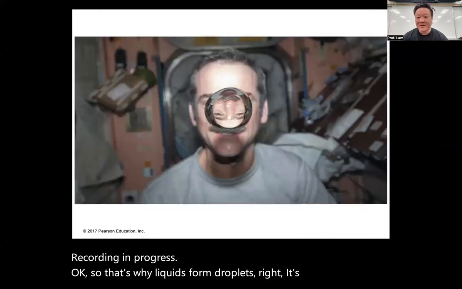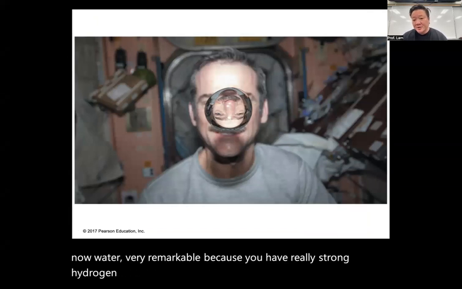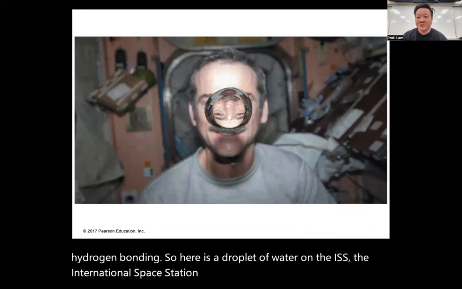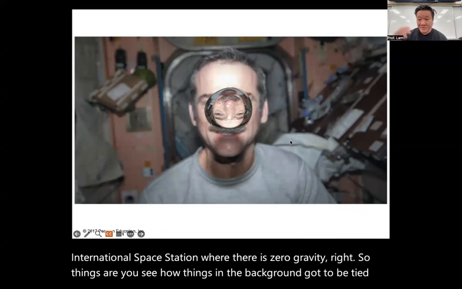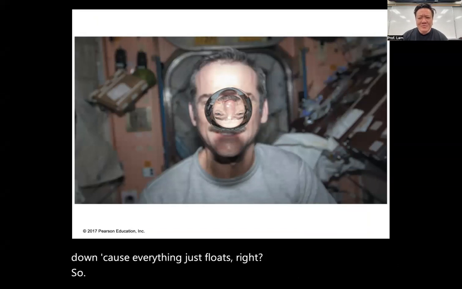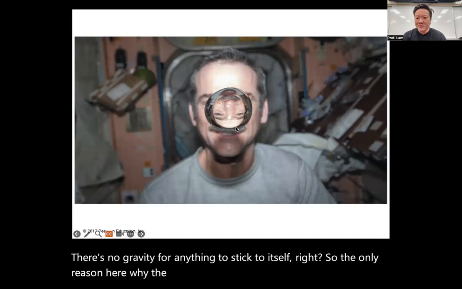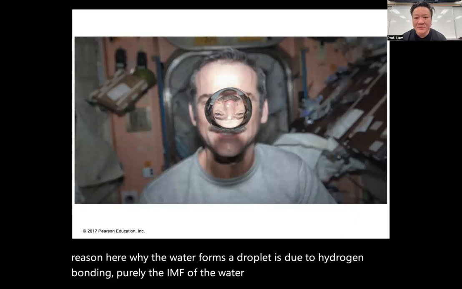It's also about IMF. Now, water, very remarkable because you have really strong hydrogen bonding. So here is a droplet of water on the ISS, the International Space Station, where there is zero gravity. Right? So you see how things in the background got to be tied down because everything just floats, right? So there's no gravity for anything to stick to itself, right? So the only reason here why the water forms a droplet is due to hydrogen bonding, purely the IMF of the water molecules themselves, right?